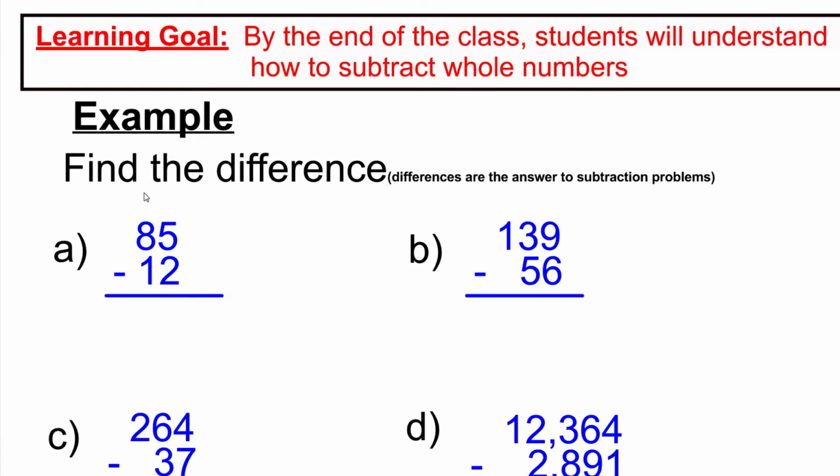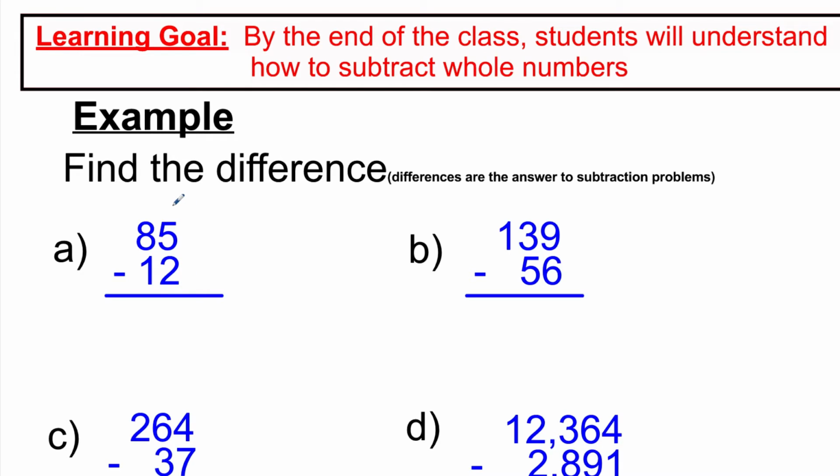So, finding the difference. This is a new vocabulary word: difference. The difference is the answer to a subtraction problem. So when you see the word difference, that's an indication to subtract. In our first problem, nicely written in vertical form for us, the place values are lined up, and our job is really just to go down the columns.